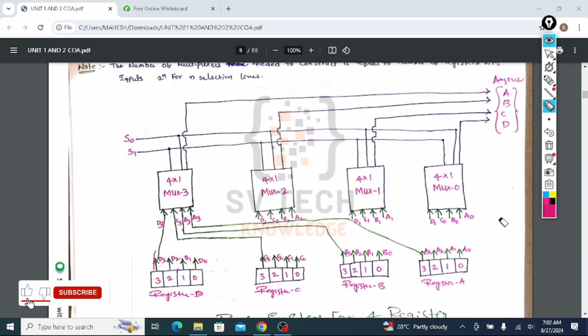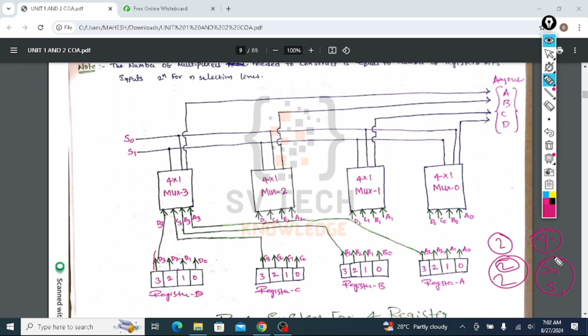Here I have 4 registers, so 2 selection lines will be there. Why am I choosing 2 selection lines? If you have 4 possibilities, 2 power 2 selection lines are needed. So these 2 selection lines, S0 and S1, are produced by the control signal.